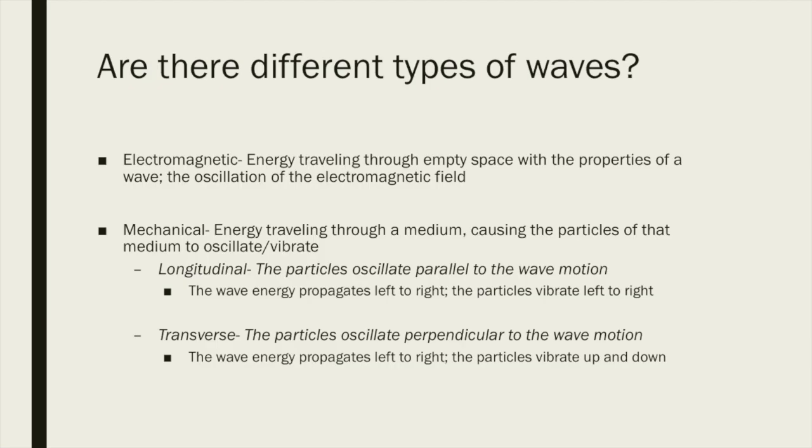So we have two types of waves. Longitudinal, that's when the propagation and the oscillation are parallel. Transverse is when the particles are oscillating in a direction that's perpendicular to the wave motion. In other words, the wave energy propagates left to right, and the particles vibrate up and down. This is longitudinal. This is transverse. And they are both classified as mechanical waves because it requires matter, particles, substances through which the energy passes.